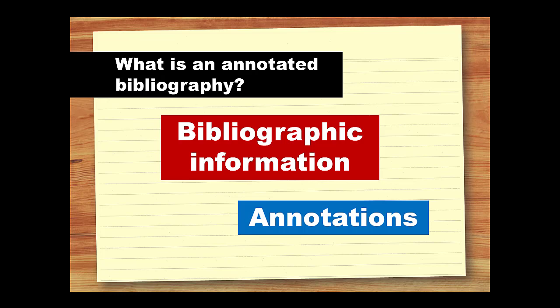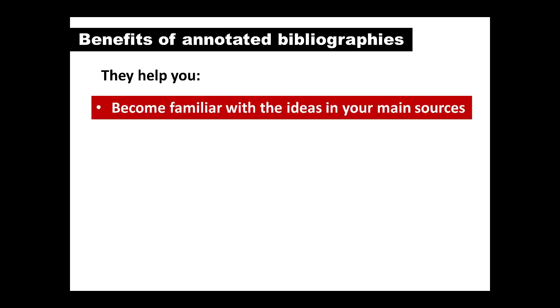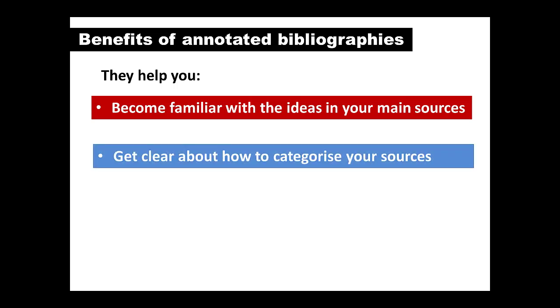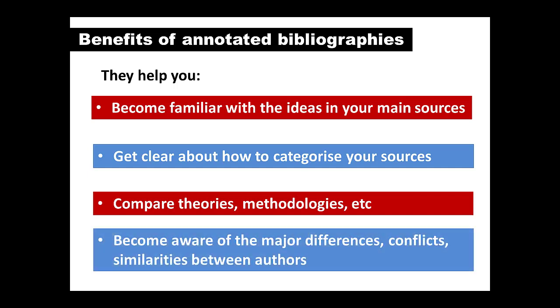Writing an annotated bibliography usually requires you to do an in-depth examination of a number of texts. The benefits include helping you to become better acquainted with the nuances of the ideas in your main sources, to get clear about how to categorize your sources. It helps you to acquire an in-depth and clearer understanding of the theories or methodologies you need to understand. It'll also help you become aware of the major differences, conflicts and similarities between the authors you have to make comment about in your literature review.